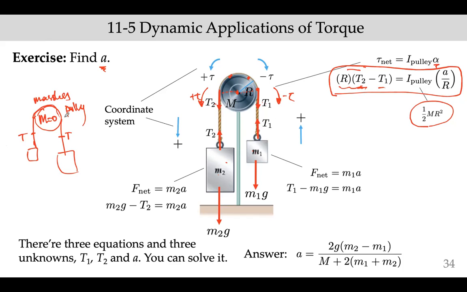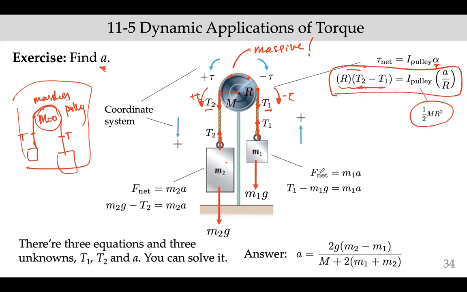The same tension all over the rope only happens in massless pulleys, but here the pulley has a mass. That's why we have T2 and T1, which are different from each other. If they were equal, then we would get 0 here. Okay, now the rest is easy.